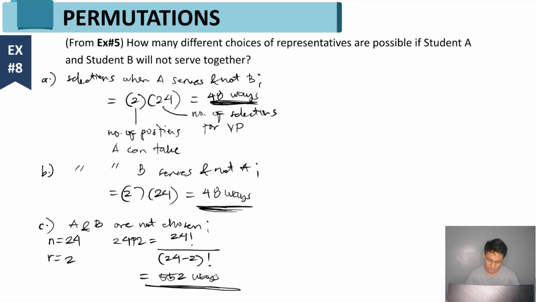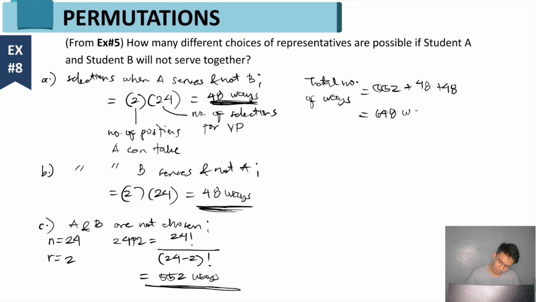And of course, we always have to consider all the situations sa isang problem, especially in permutations. So, ang gagawin natin dyan, kumbaga, the situation kasi it could be A, B, or C. So, pag-aadin natin silang lahat. Total number of ways is equal to 552 plus 48 plus 48 is equal to 648 ways. So, that's example number 8.